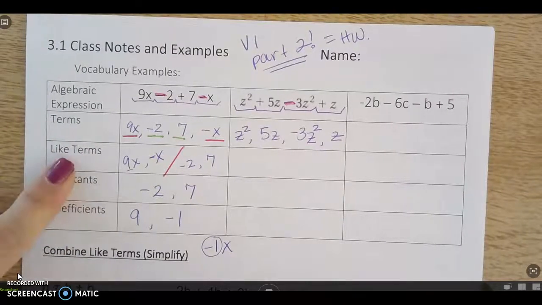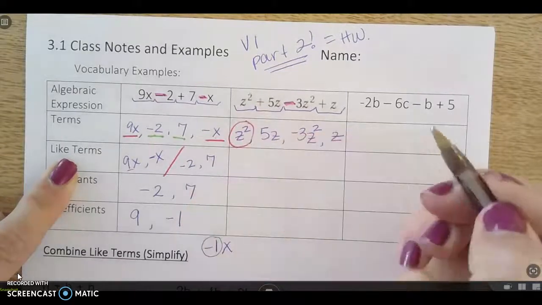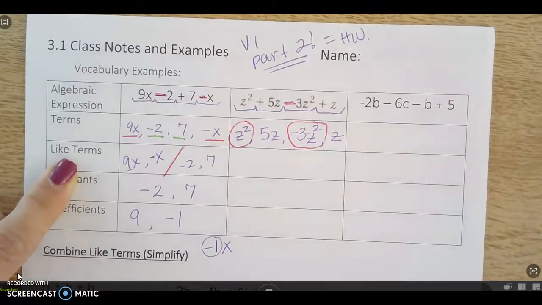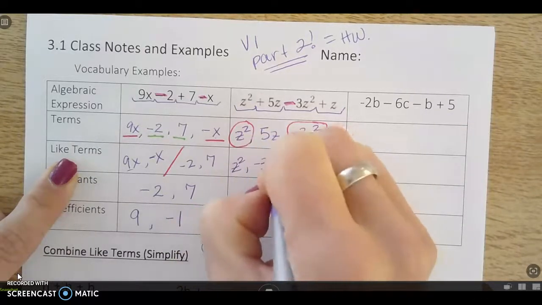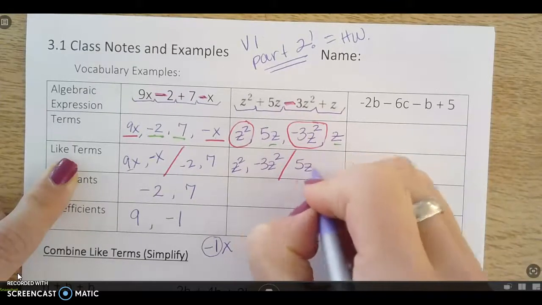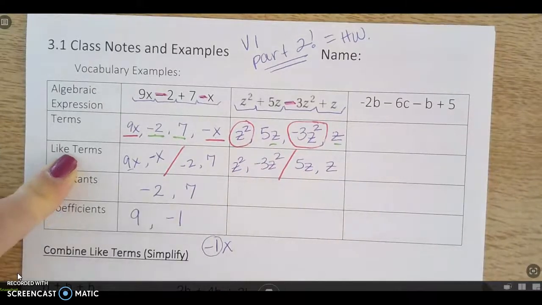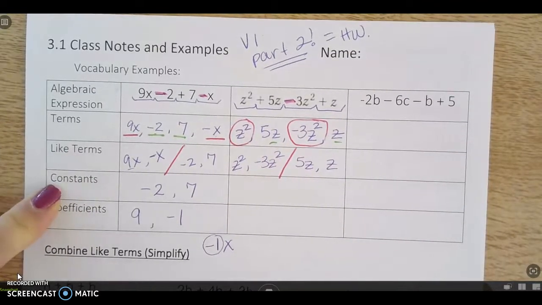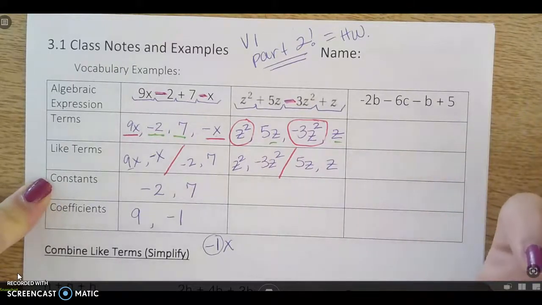Okay, so like terms. Well, I'm looking for terms that have the same variable but also to the same power or the same exponent. So for example, here I have z squared and -3z squared. So those are like terms. And then I have the plain z's, right? So 5z and z. All right, again, I have 2 pairs or 2 sets of like terms in this one. You might have more, you might have less, depends on the question. All right, constants, plain numbers by themselves. Don't have any of those.